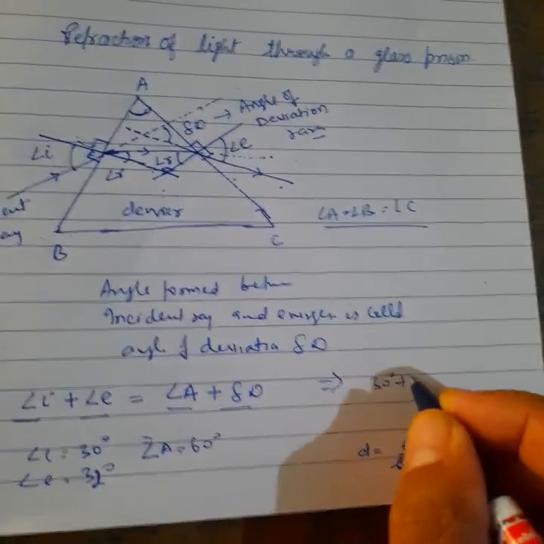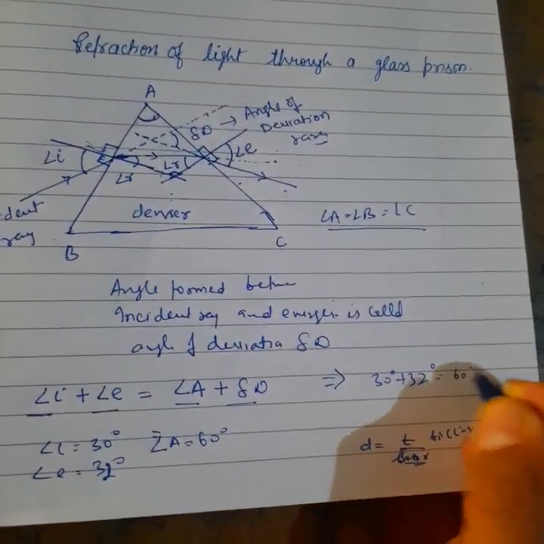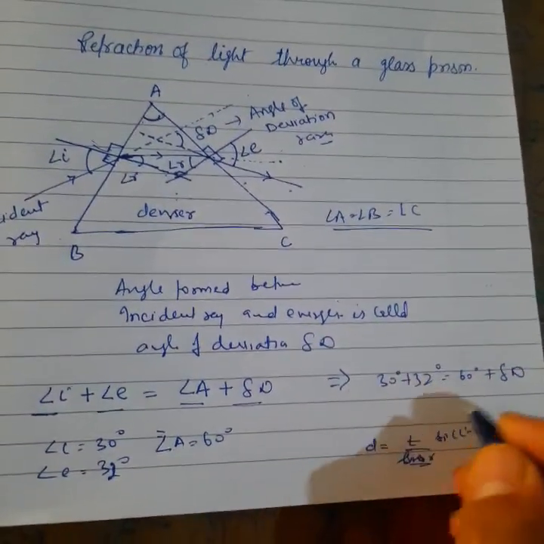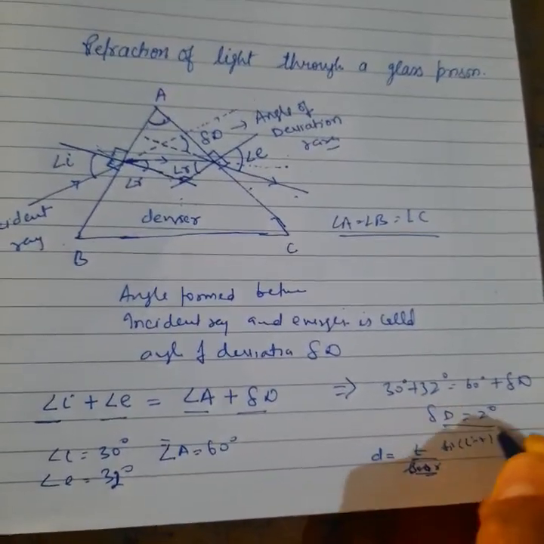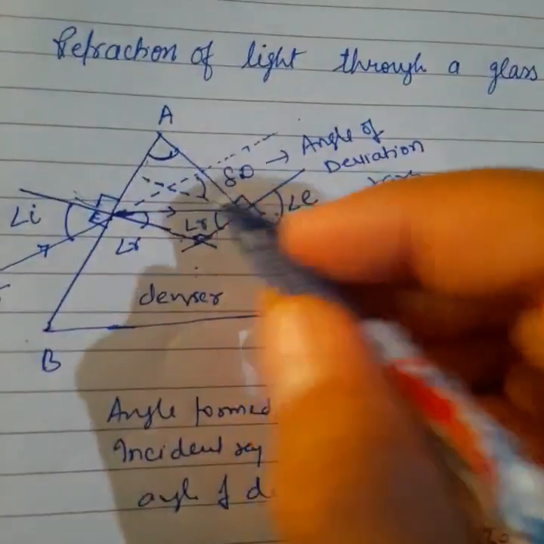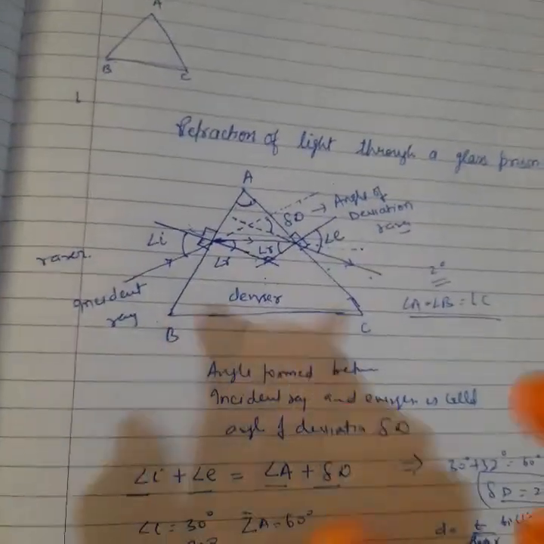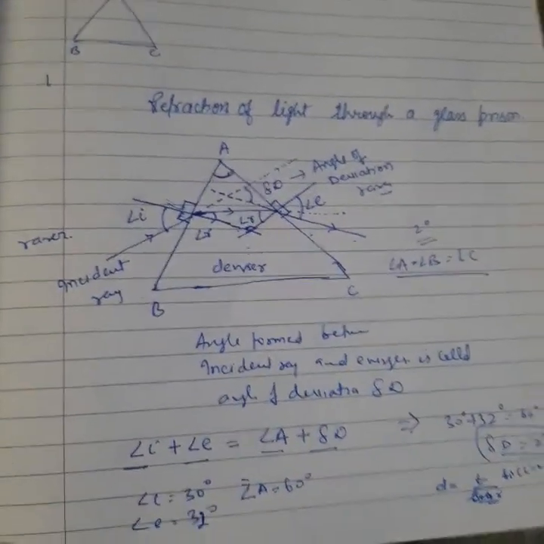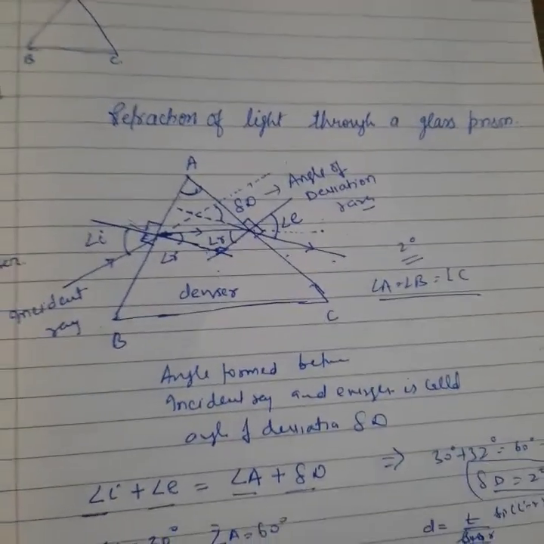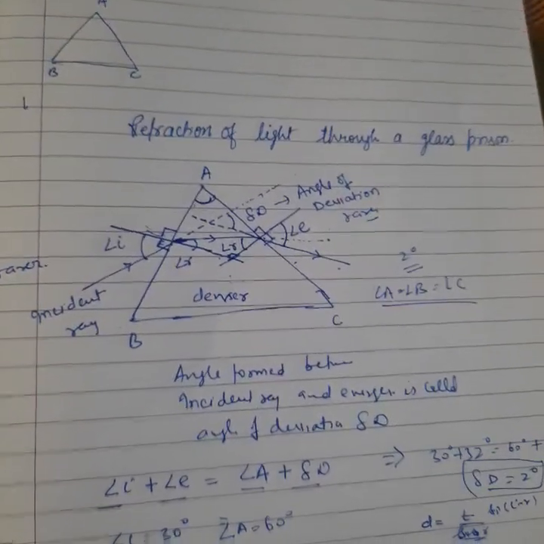30 degrees plus 32 degrees is equal to 60 degrees plus the angle of deviation. So after solving we will get a 2-degree angle of deviation. So this angle is 2 degrees. Say yes or no, students. So this is the basic explanation regarding the refraction of light through a glass prism.